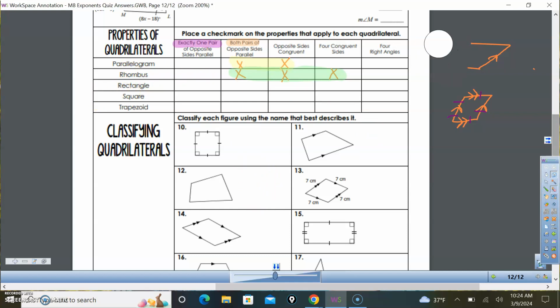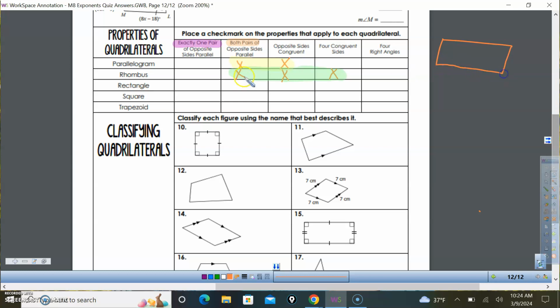Next up is a rectangle. A rectangle, this is an age-old shape you guys should all know a lot about, has both pairs of opposite sides that are parallel, right? It's got these two long sides that are parallel to each other and these two short sides that are parallel to each other.